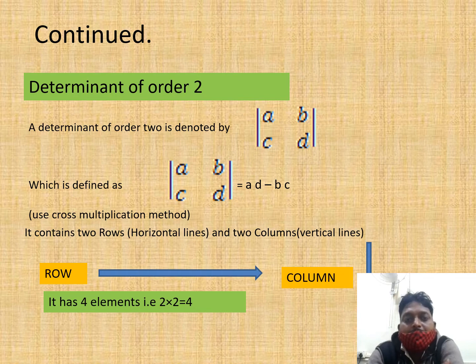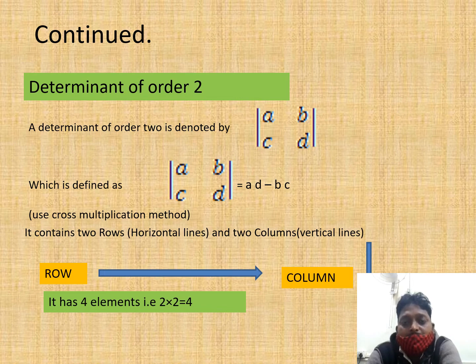This is the types of determinant. Determinant can be of many order. The smallest order is 2. All of you see, it's of order 2, A B C D. So here two rows and two columns. Two rows are horizontal lines, two columns are vertical lines.